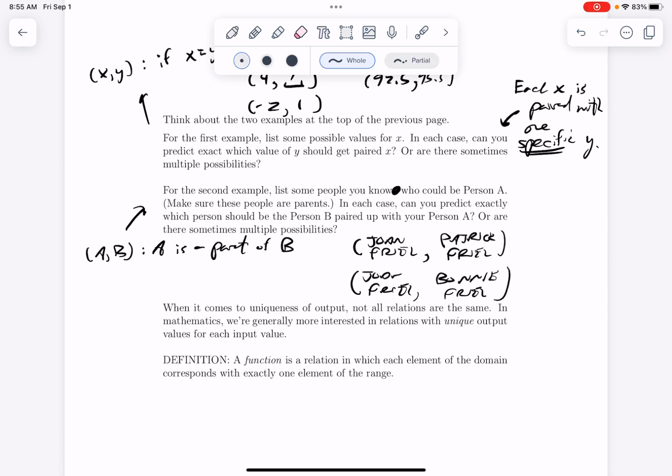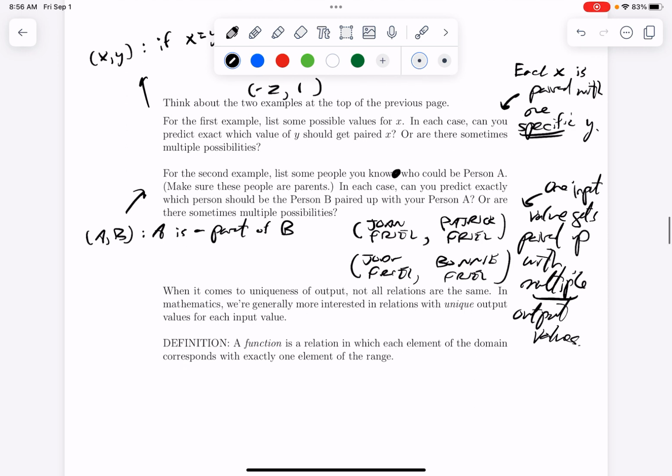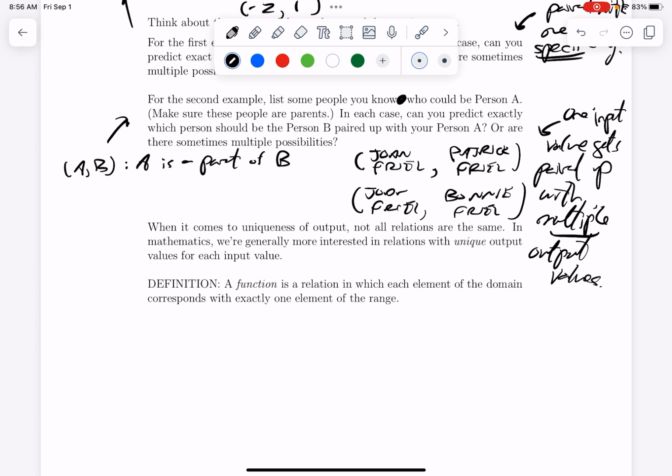So what we're noticing here is one input value gets paired up with multiple output values. Sometimes we have a relation where every input has a unique output. Sometimes we have a relation where some inputs, maybe not all of them, but some inputs are paired up with more than one output. And generally speaking in mathematics, we're more interested in that first case, where there is a unique answer.